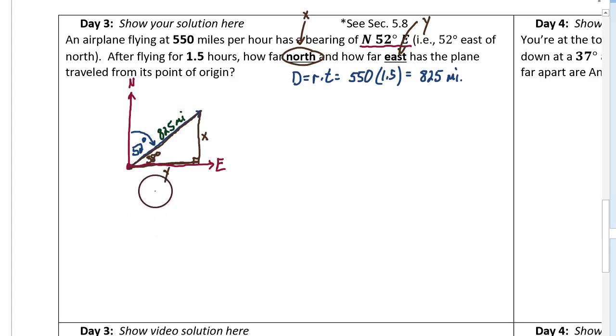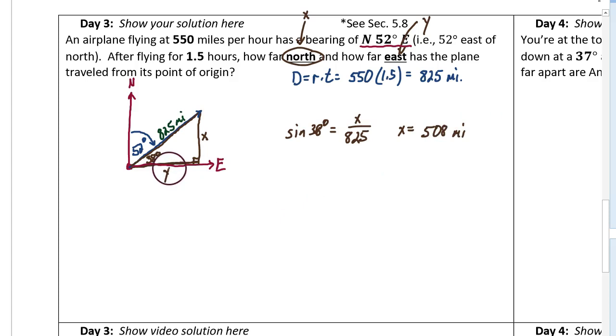So now we have a right triangle where one of the acute angles is known, one of the sides is known, and we want to find the other sides. We can use trig for this. Compared to the 38-degree angle, the side with the x on it is opposite, and so we want the sine function. The sine of 38 degrees is equal to x over 825. We can solve for x by multiplying. This is about 508 miles.